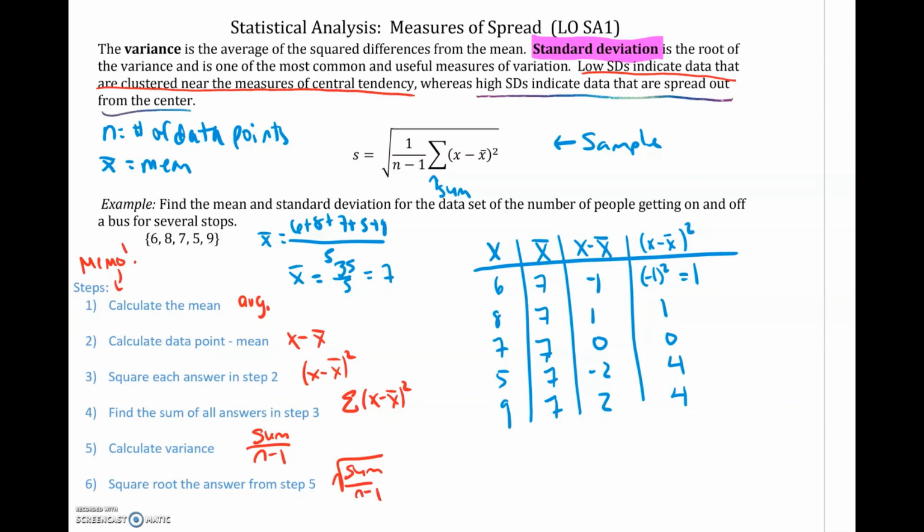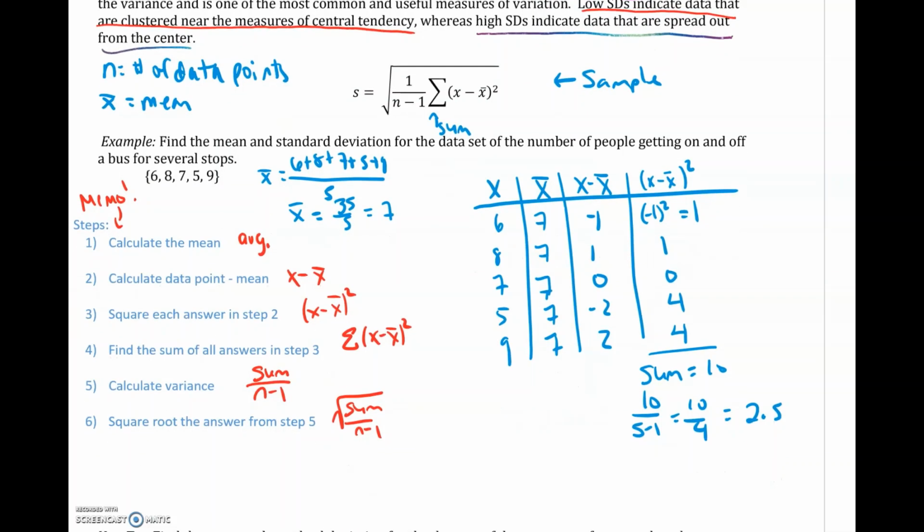So then what we want to do is basically take this last column and find that sum. So 1 plus 1 plus 4 plus 4 is 10. So that is step 4. Then step 5, we're just going to take that sum over n minus 1. So 10 over 5 minus 1 is 10 over 4, or 2.5. And final step, standard deviation: S equals the square root of 2.5.